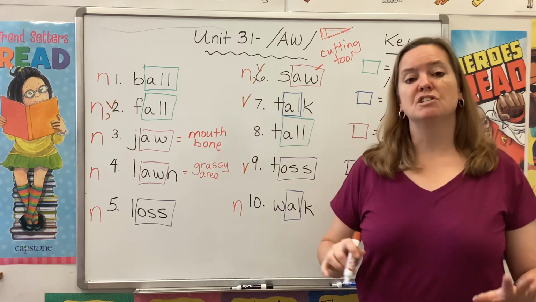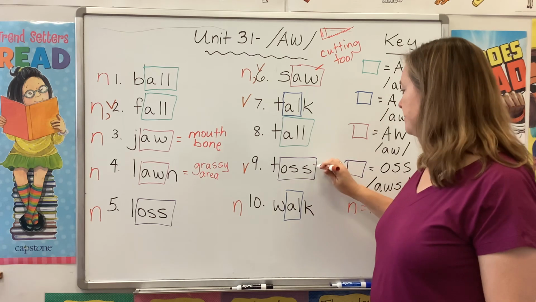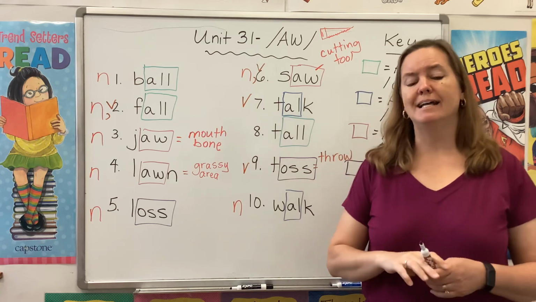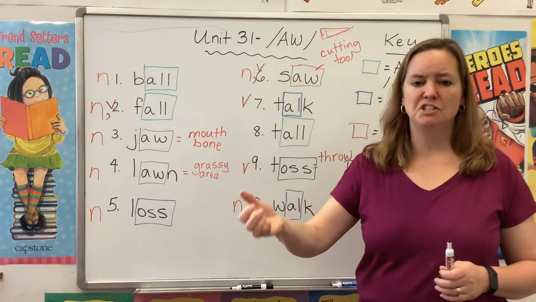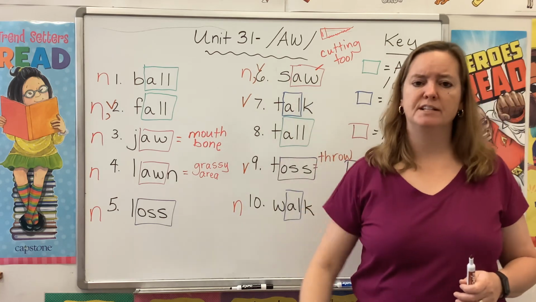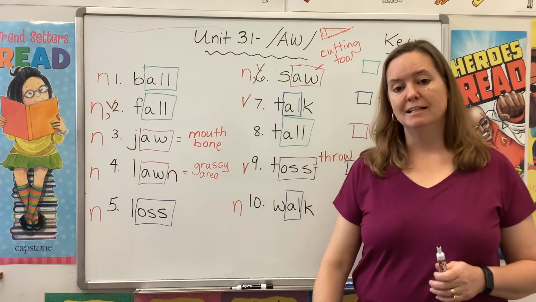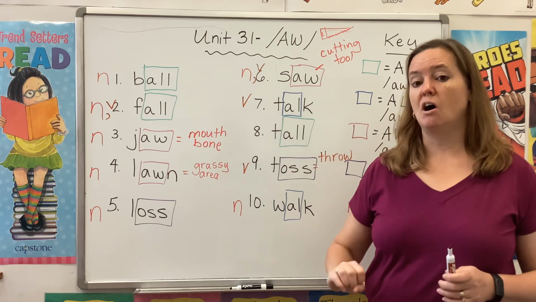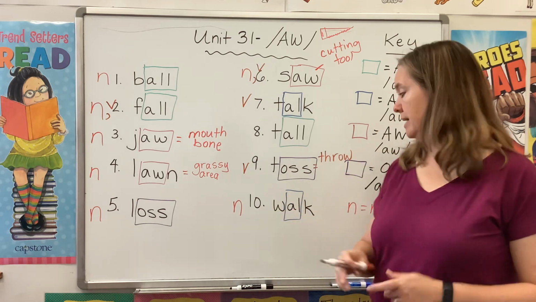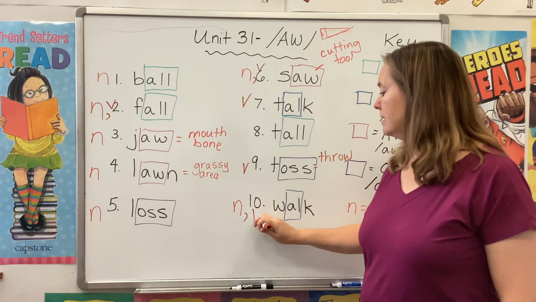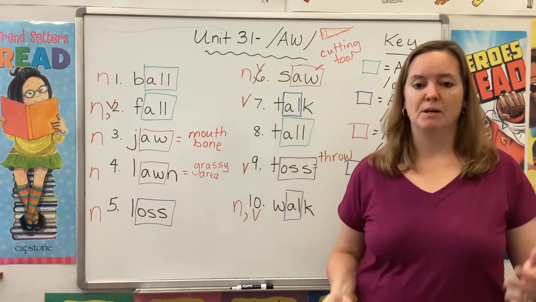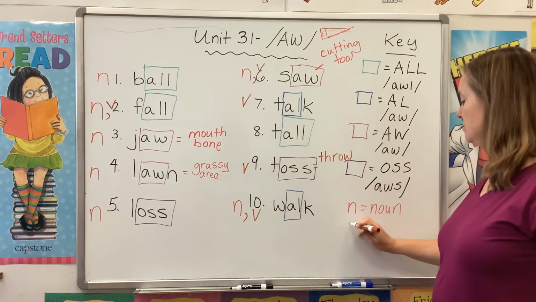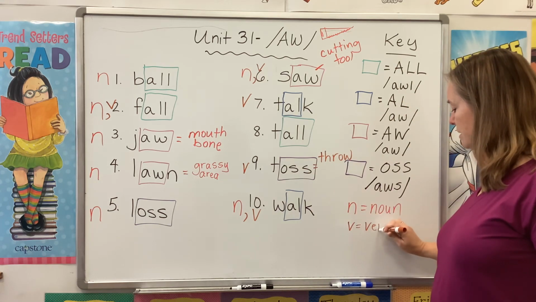Toss means to throw something, usually gently, right? So if you go outside and dad tosses a ball to you, he's not going to throw it really hard. He's going to just kind of gently send it to you. So to toss is to throw. You might toss your trash in the garbage can. And then walk is also a verb. It's something we do with our feet. We walk across the room. So all of these words are verbs.